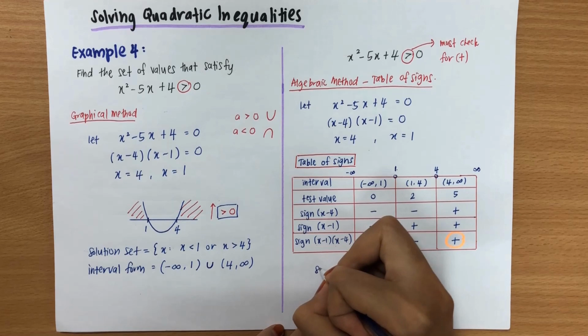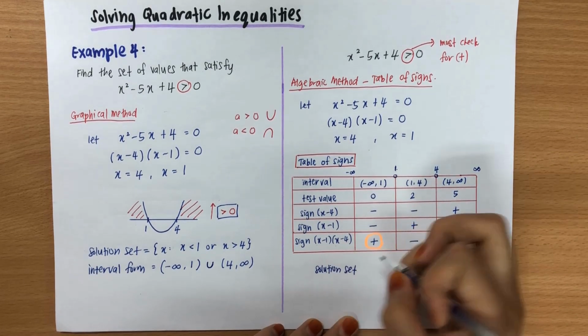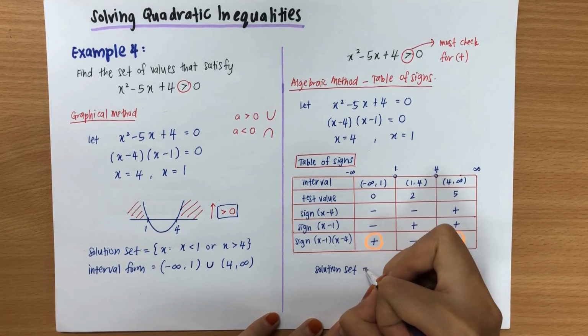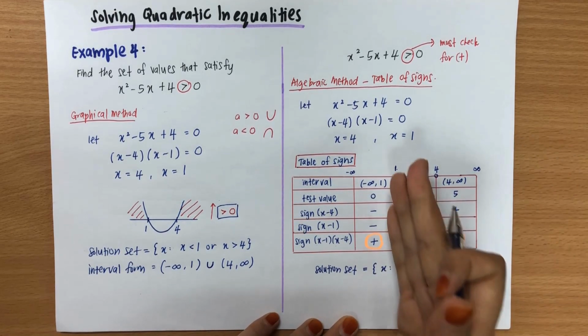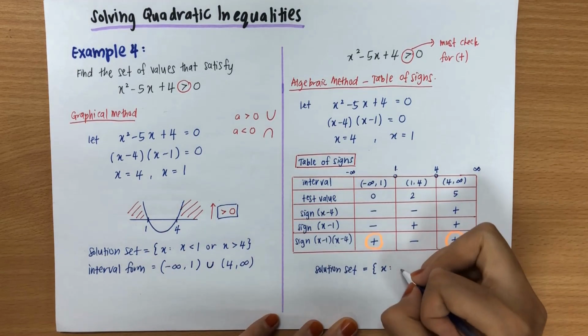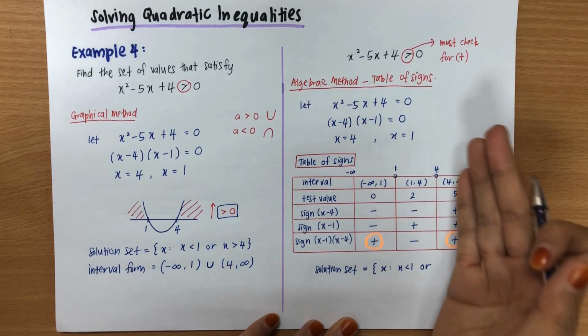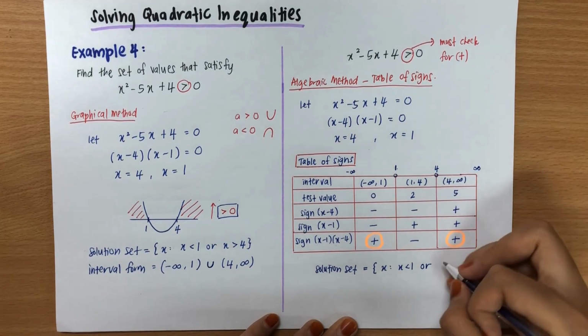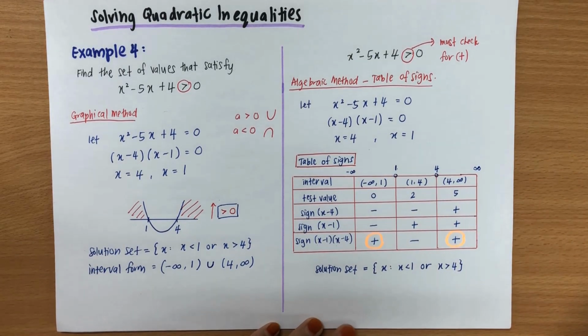Now writing down our answer, the solution set equals: x is less than 1, or it's a union, x is greater than 4, then close our bracket.